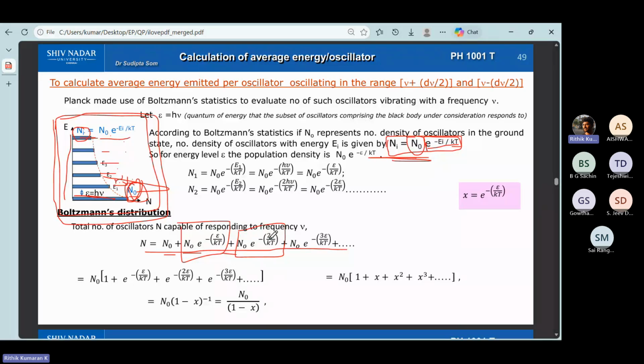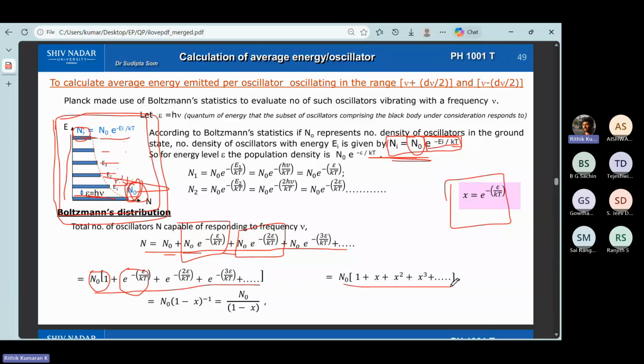Now you can't derive anything from this equation. So make an assumption: x is equal to e raised to the term. Now what you can do, every term has an n0 common. So you take the n0 outside. If you take the n0 outside, the remaining terms would be 1 plus e to the term, e to the 2 times the term, e to the 3 times the term, and it continues. So you consider this term to be x. So this whole thing becomes 1 plus x plus x squared plus x cubed and so on, and leave n0.